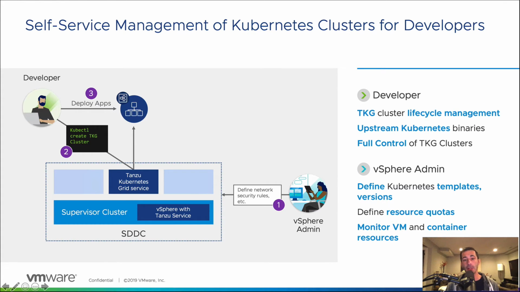These Tanzu Kubernetes clusters are also completely conformant, meaning that there is nothing that is being forked or anything that is being different. So 99% of the time, any application that you can run on any Kubernetes cluster will run on a Tanzu Kubernetes cluster because it's upstream and we are not manipulating it in any way whatsoever.